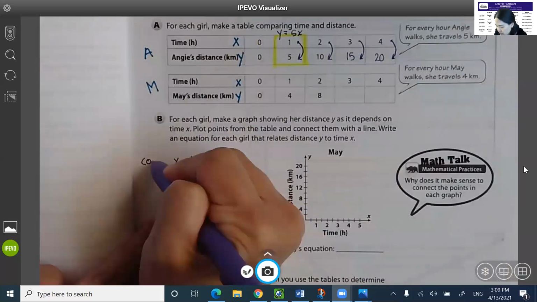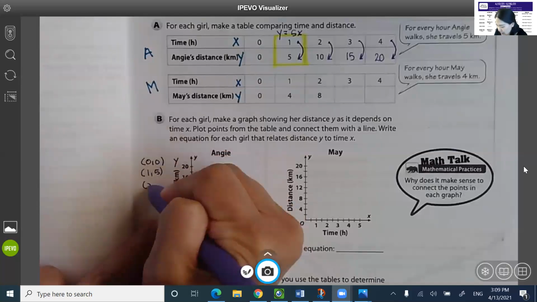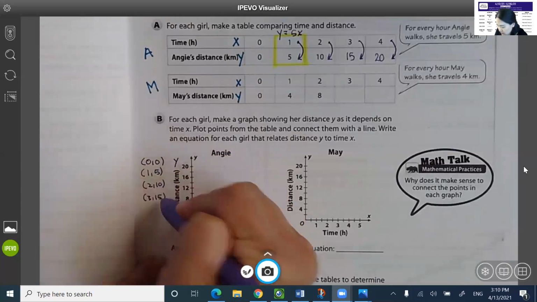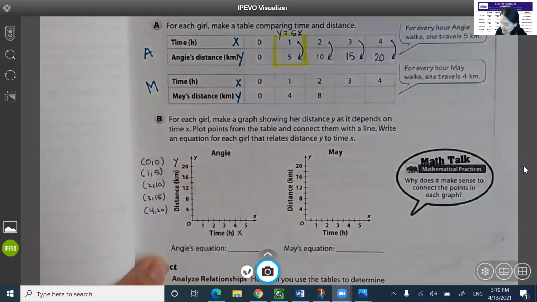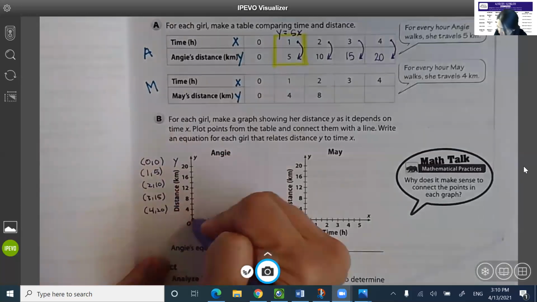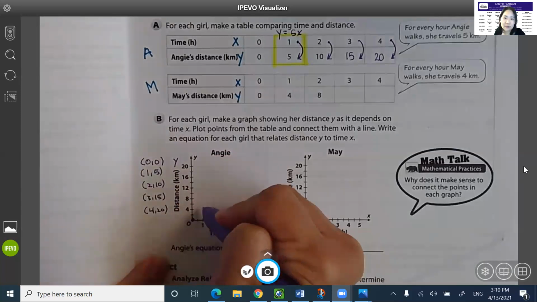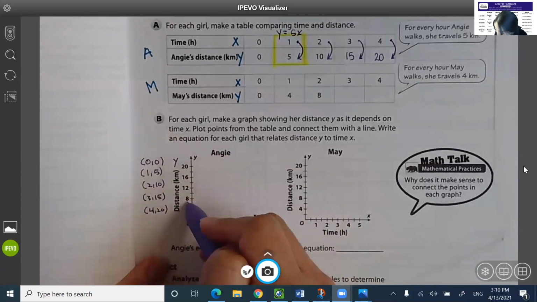0, 0, 1, 5, 2, 10, 3, 15, and 4, 20. Let's plot the points. 0, 0, 1, 5. So you kind of have to use approximate value. So between 4 and 8, this is 6. So 5 would be right in between.